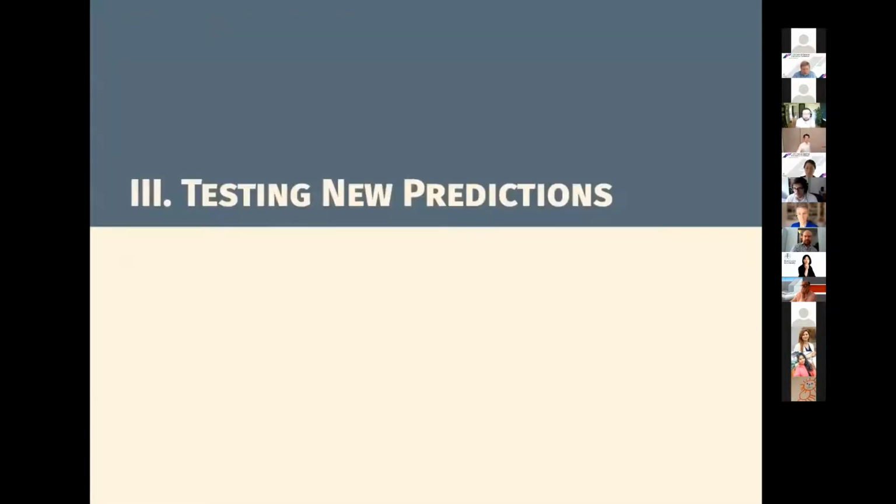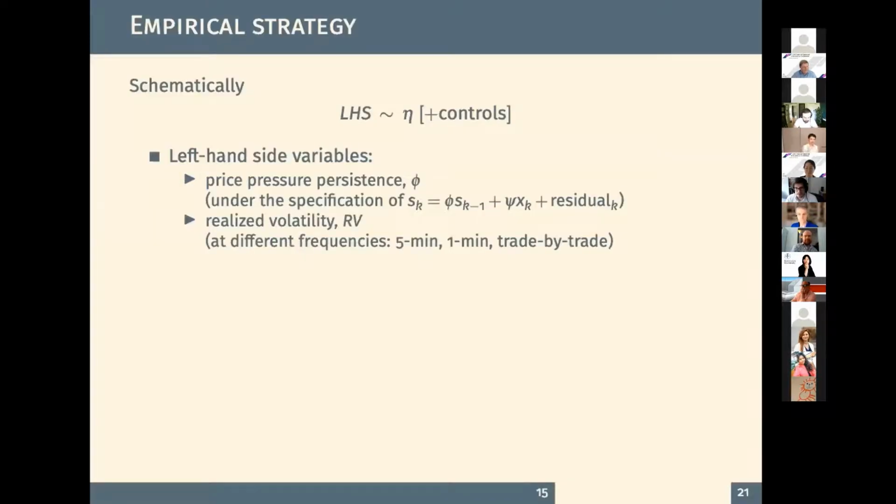Testing it. Bart, you have 2 minutes left. Okay, so very quickly, I'm not going to have 2 minutes to finish all the testings, but just give you an idea. Testing it is actually not straightforward for the following reason. Schematically, what I want to do is I want to regress some of my left-hand side variable, like the price pressure or the realized volatility, on this key parameter eta, right?